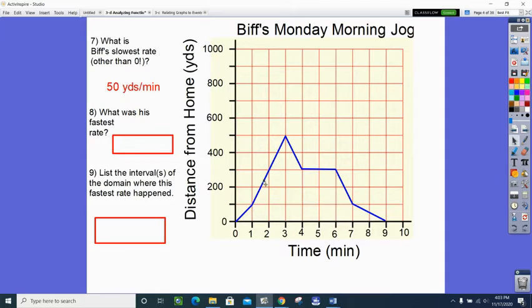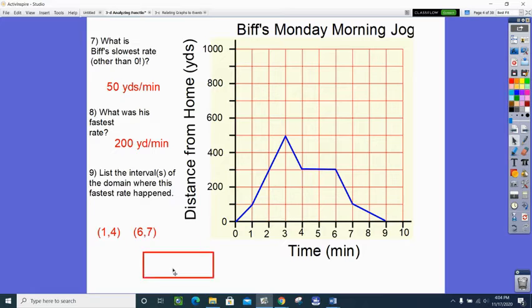Now, on the other way, we can see this is the steepest part, but I have to warn you, right here, he goes from 100 to 500. That's 2 minutes. 400 divided by 2 would be 200 yards. That is his fastest speed, but that's not the only place he does it. If you look right here, he went from 300 to 500 in 1 minute. That's 200 yards. And he also did it right here. So he went from 1 to 4 doing 200 yards per minute, and also from that 6 to 7.